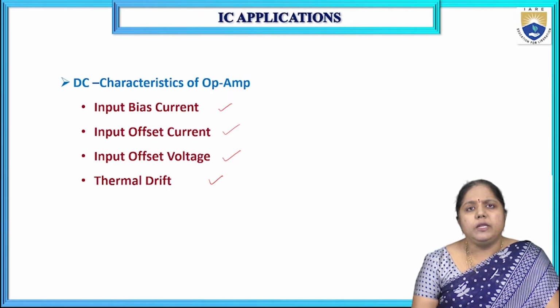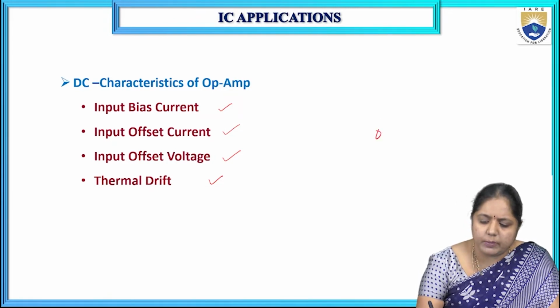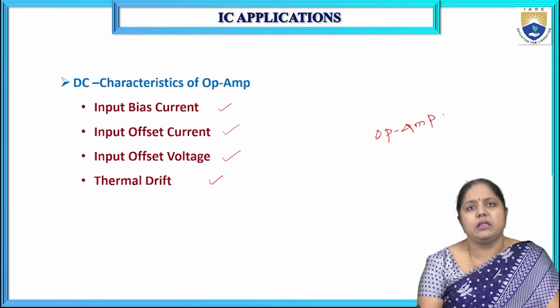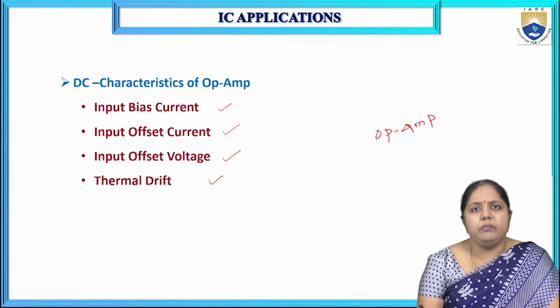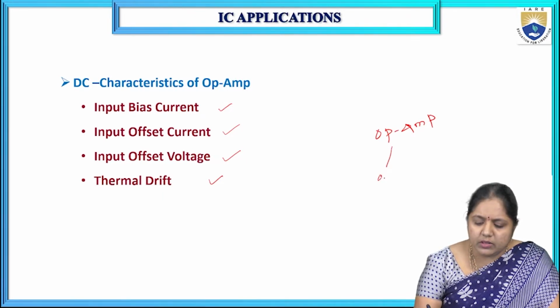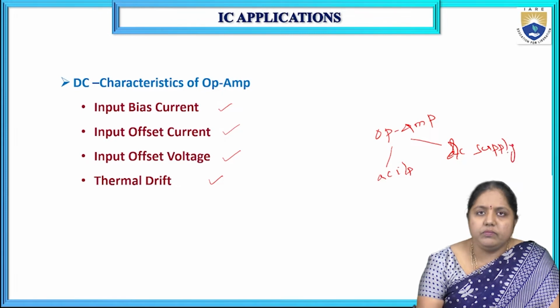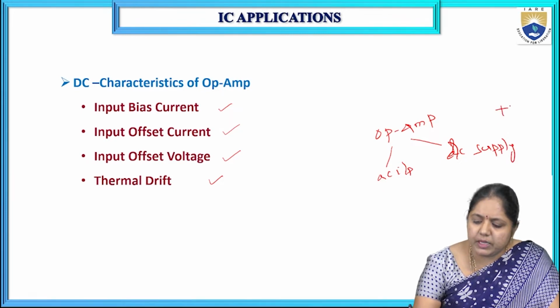As I discussed in the previous classes, in the operational amplifier we basically give two types of supplies. One is the AC input for the inverting and non-inverting terminals of the op-amp, and the second input is a DC power supply. What is the DC supply? The DC supply is plus VCC and minus VEE.